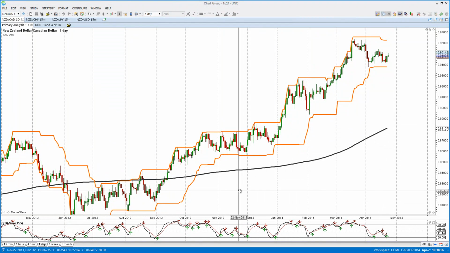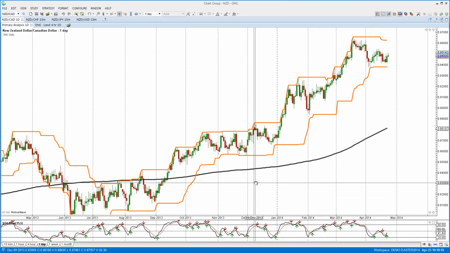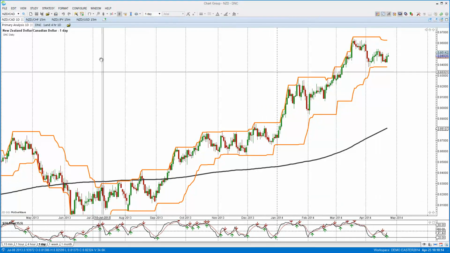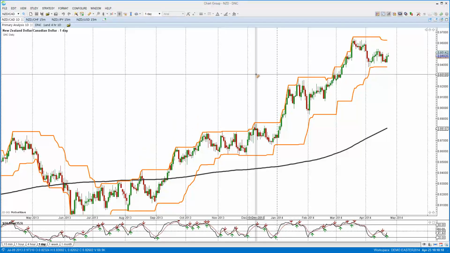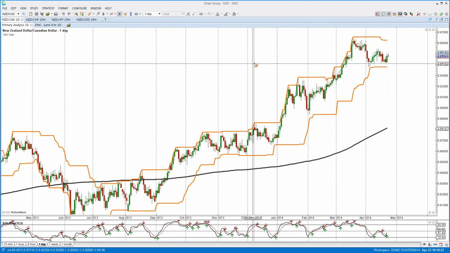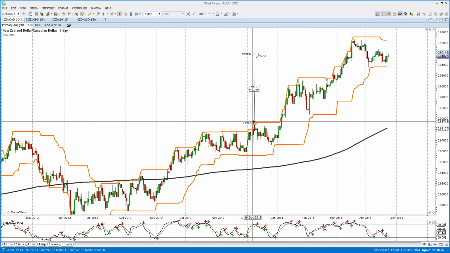And had you taken a trade from here on the 9th of December, which would have kept you still in the trade on the daily time frame, you would be in some very nice profit, and we'd be thinking around here to about here. We're about 637 pips in profit.